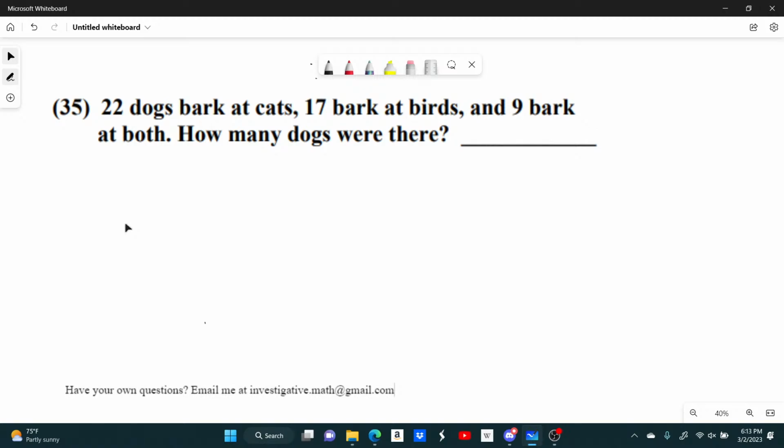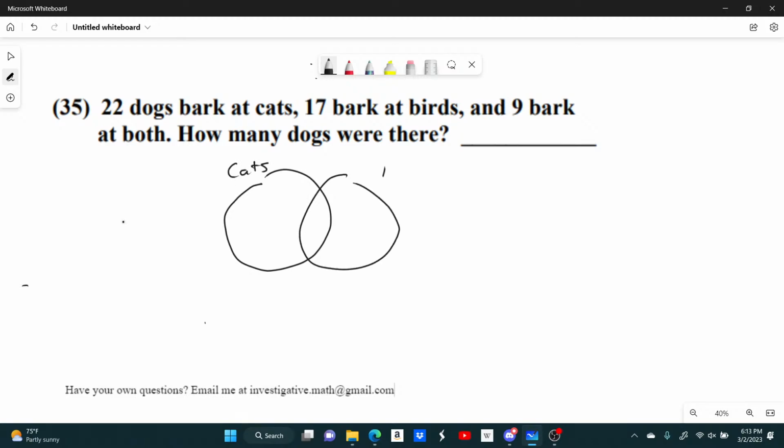Alright, so 22 dogs bark at cats, 17 bark at birds, and 9 bark at both. How many dogs were there? Okay. Let's see. You guys have done Venn diagrams before, right? Basically, here are the ones that bark at cats. Here are the ones that bark at birds. And I know the circles are bad. Drawing circles on this little pen pad that I have is kind of a struggle.